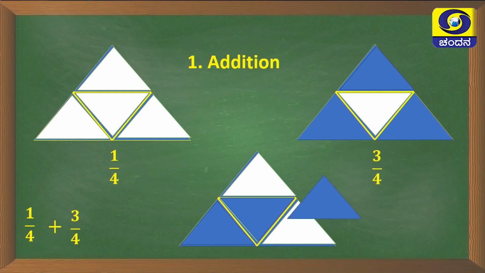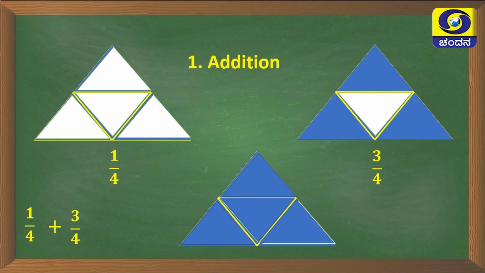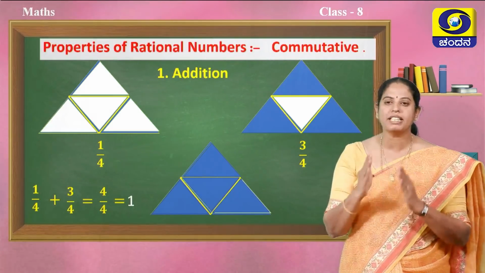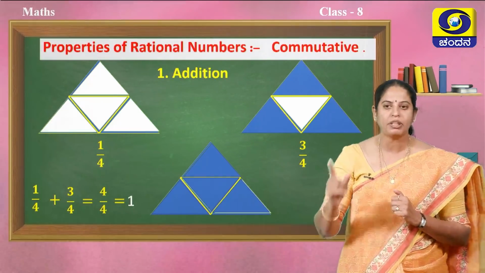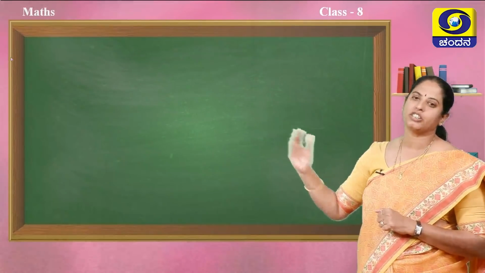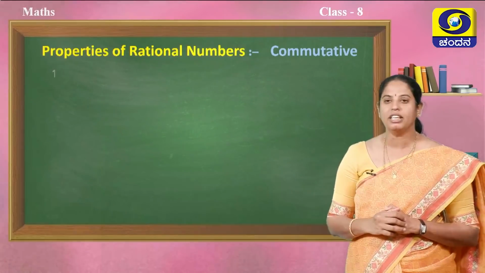When I add all these parts, what am I getting? Exactly right. It is 4/4 only. That means I am getting 1 whole triangle. You can conclude now, children. That means even if I interchange the places of the addends, the sum remains the same. That means the commutative property on addition holds good on the set of rational numbers.